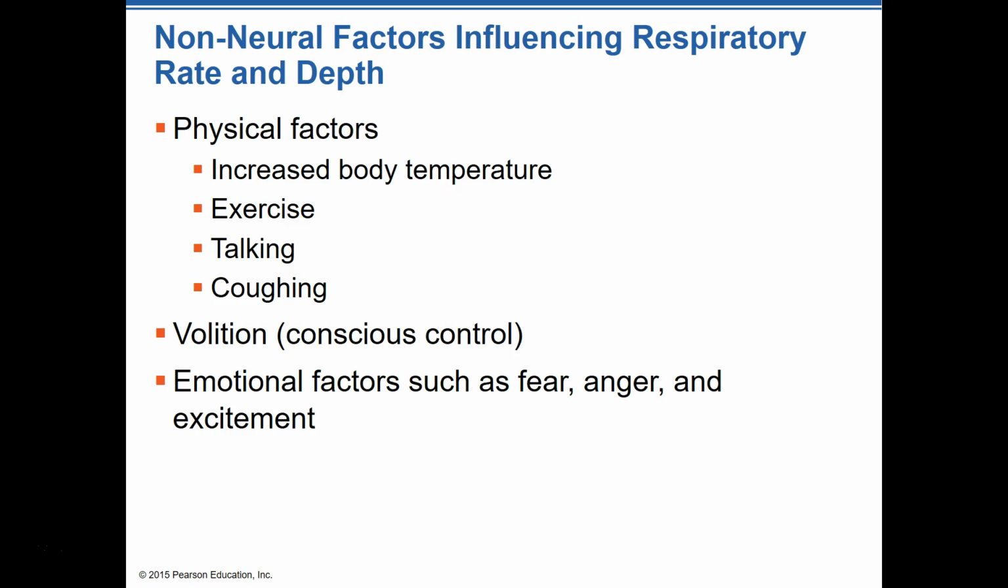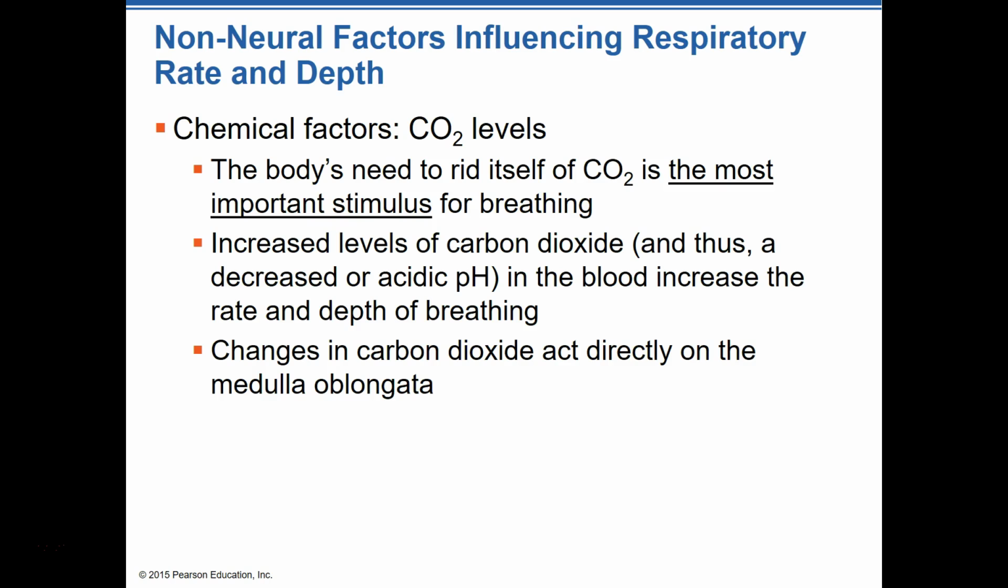We do have conscious control over our respiratory rate, and there, of course, are some emotional factors that can affect that as well. Chemical factors such as CO2 levels. The body's need to rid itself of CO2 is the most important stimulus for breathing. So we have that. It's the CO2 thermostat in our body that triggers us to breathe faster or slower. It's the main one that does it. It's not oxygen. It's a little surprising that it's not, but it's CO2.